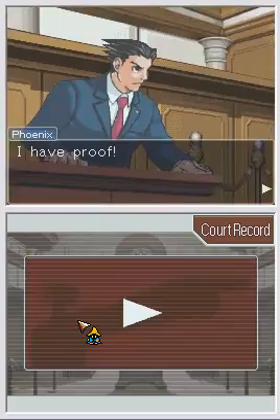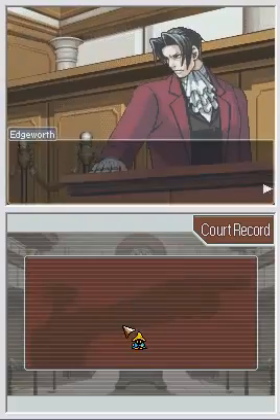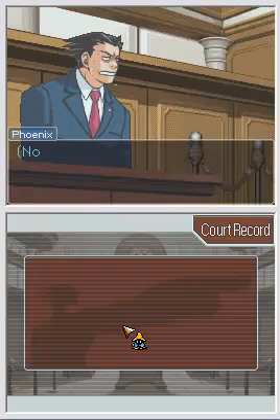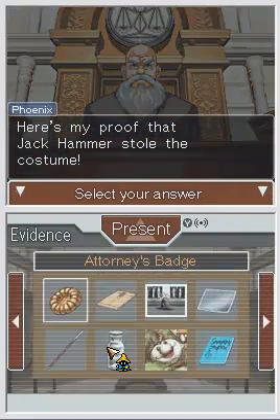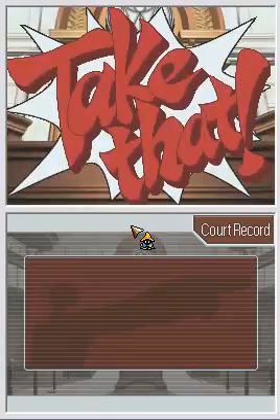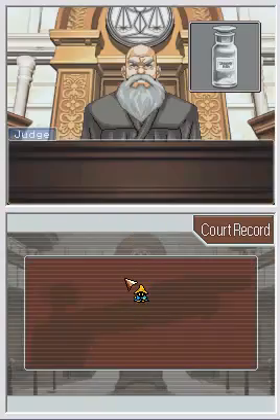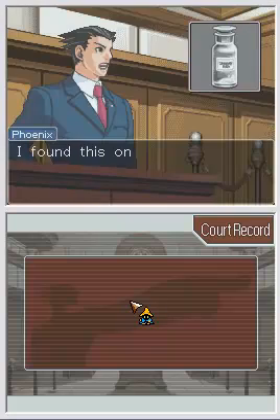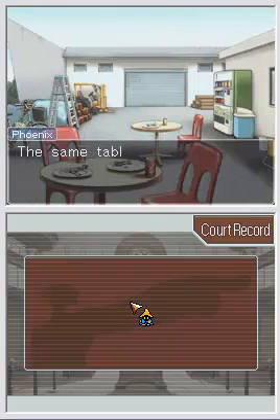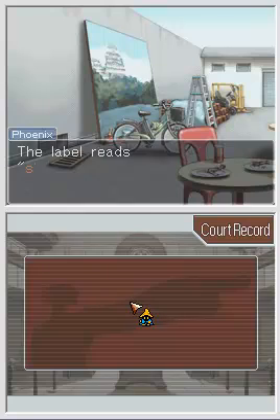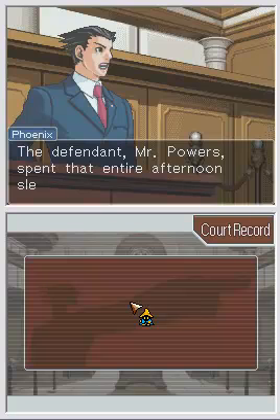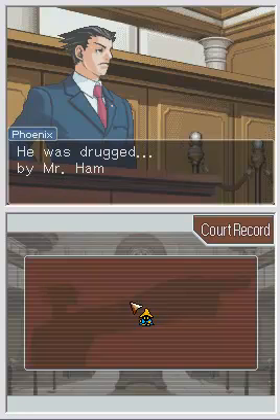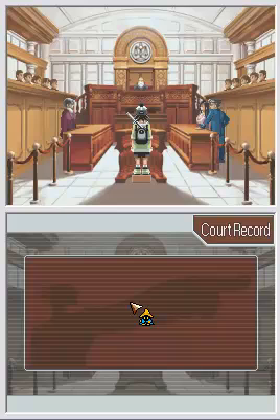I have proof. I have proof. You do? You do, Mr. Wright? Now that they're so surprised, I'm suddenly less confident. I think I'm right, though. Here's my proof that Mr. Jack Hammer stole it. This empty bottle! An empty medicine bottle? I found this on the table in the employees area. The same table where Mr. Hammer and Mr. Powers ate. The label reads sleeping pills. Sleeping pills? The defendant, Mr. Powers, spent the entire afternoon sleeping. He was drugged by Mr. Hammer.